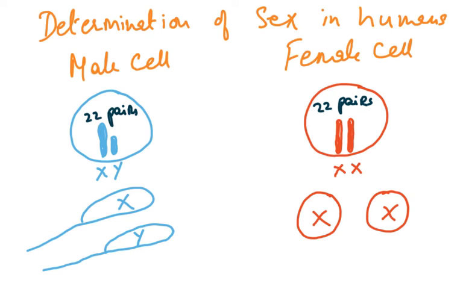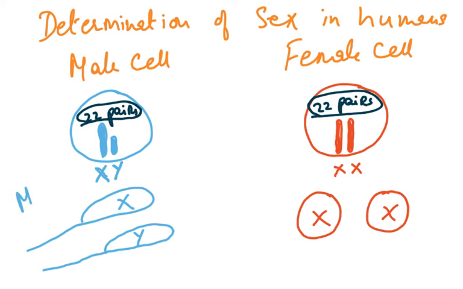Now, before we understand this topic of determination of sex in humans, we have to understand that there is a slight difference between a male cell and a female cell. In the male cell and the female cell, the 22 pairs of chromosomes are the same. But the 23rd pair, because human beings have 23 pairs of chromosomes, in the male cell, one is a little longer and one is a little shorter.